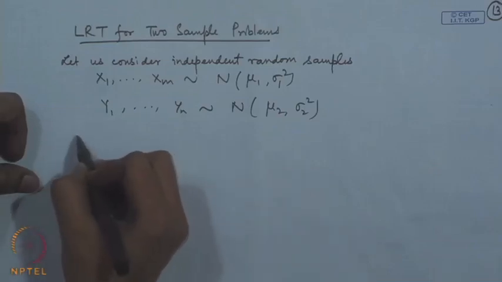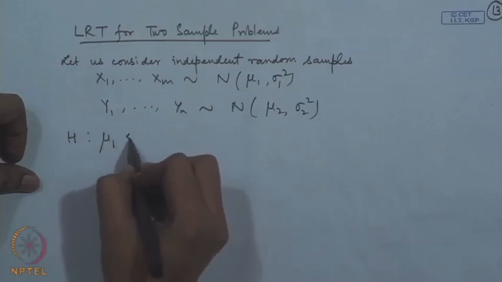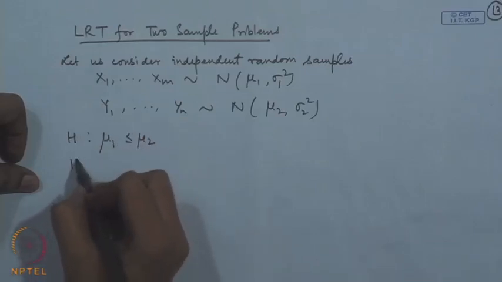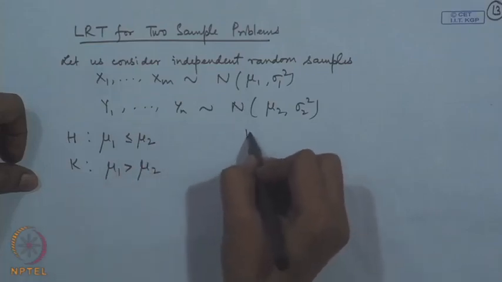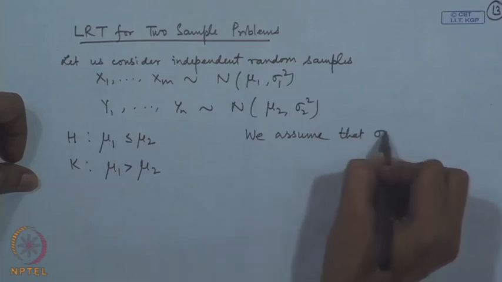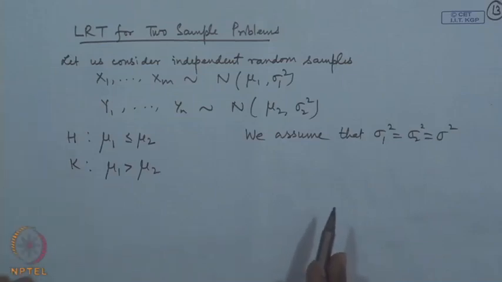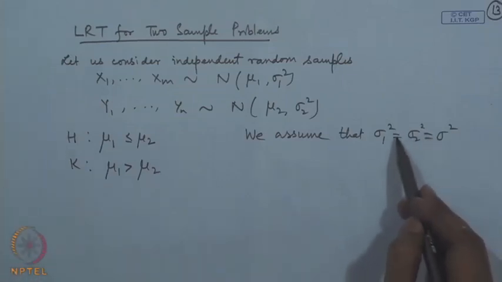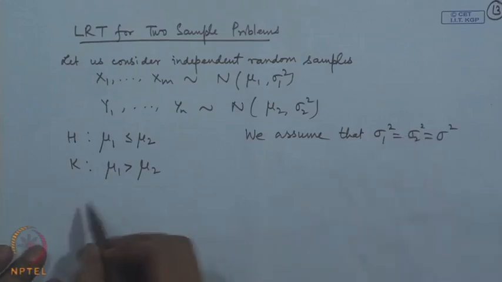Let us consider the hypothesis for testing mu 1 less than or equal to mu 2 against mu 1 greater than mu 2. We assume here that sigma 1 square is equal to sigma 2 square. In this case, we have derived the UMP unbiased tests. When sigma 1 square is not equal to sigma 2 square, it is known as the Behrens-Fisher situation.